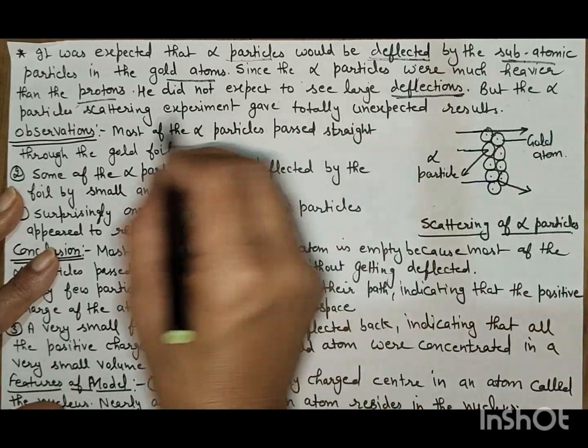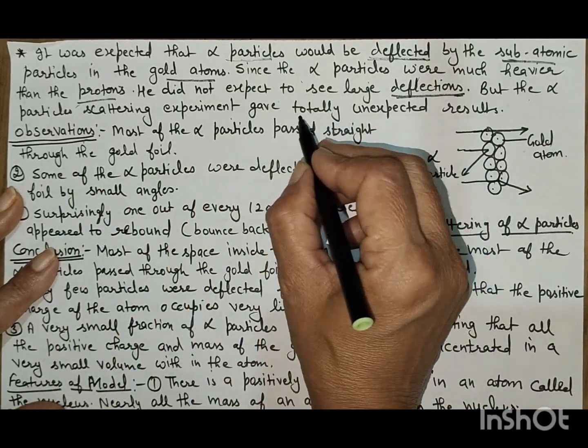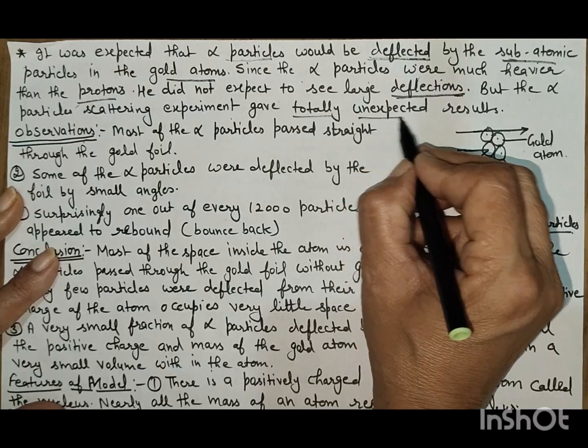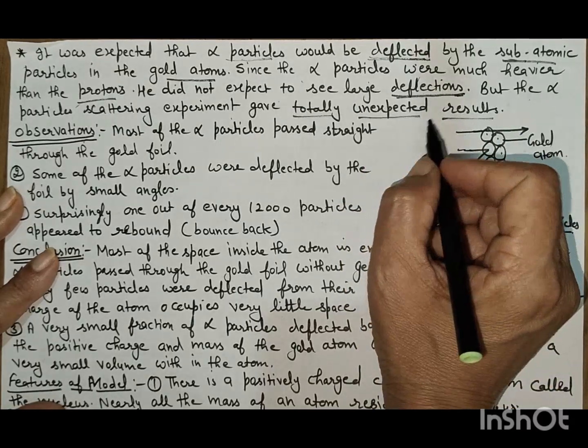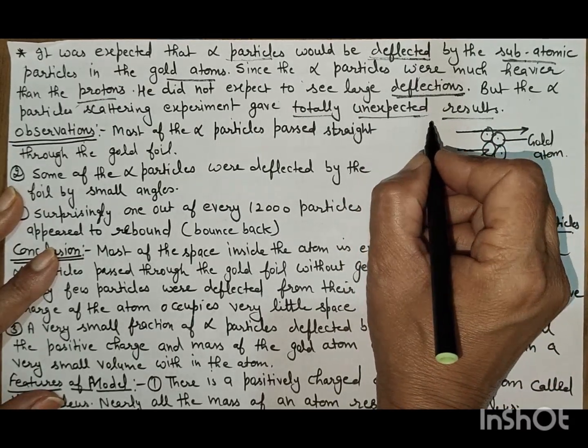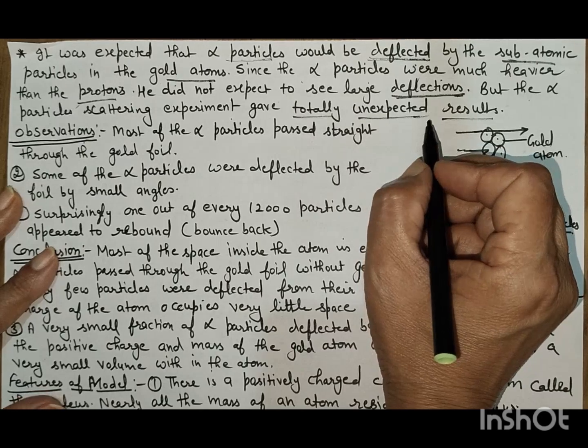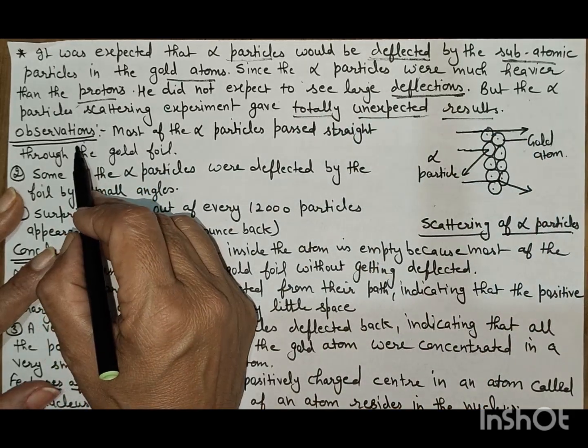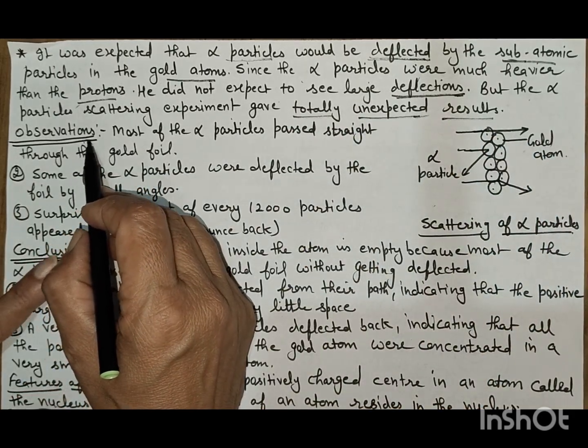But the alpha particle scattering experiment gave totally unexpected results. The result was so unexpected that Rutherford could never have thought about it. What were the observations of the Rutherford experiment?